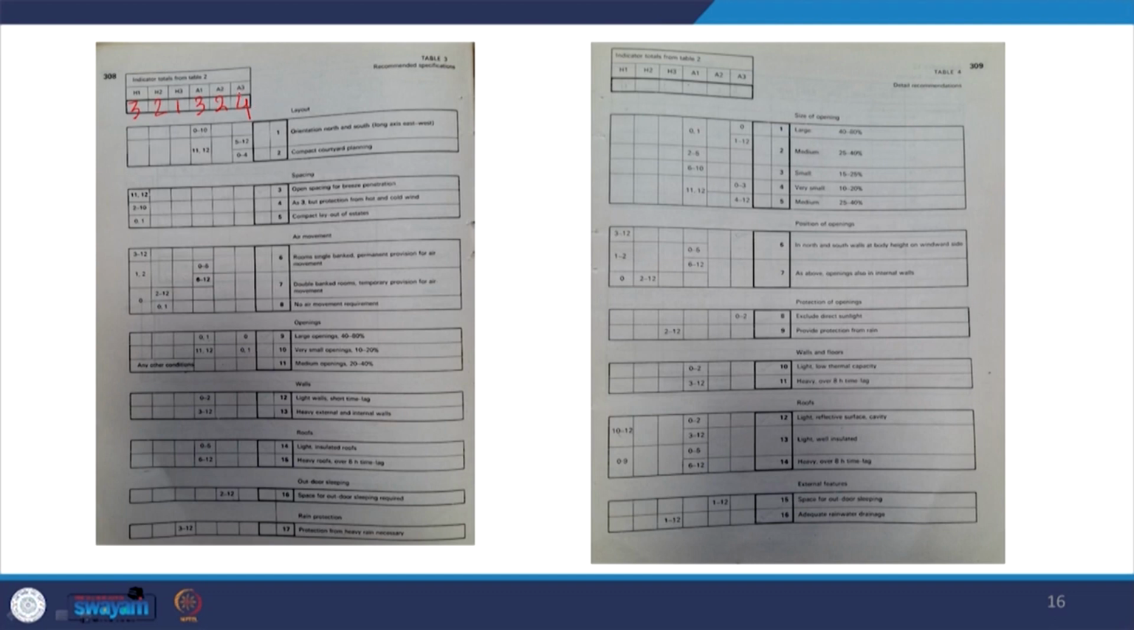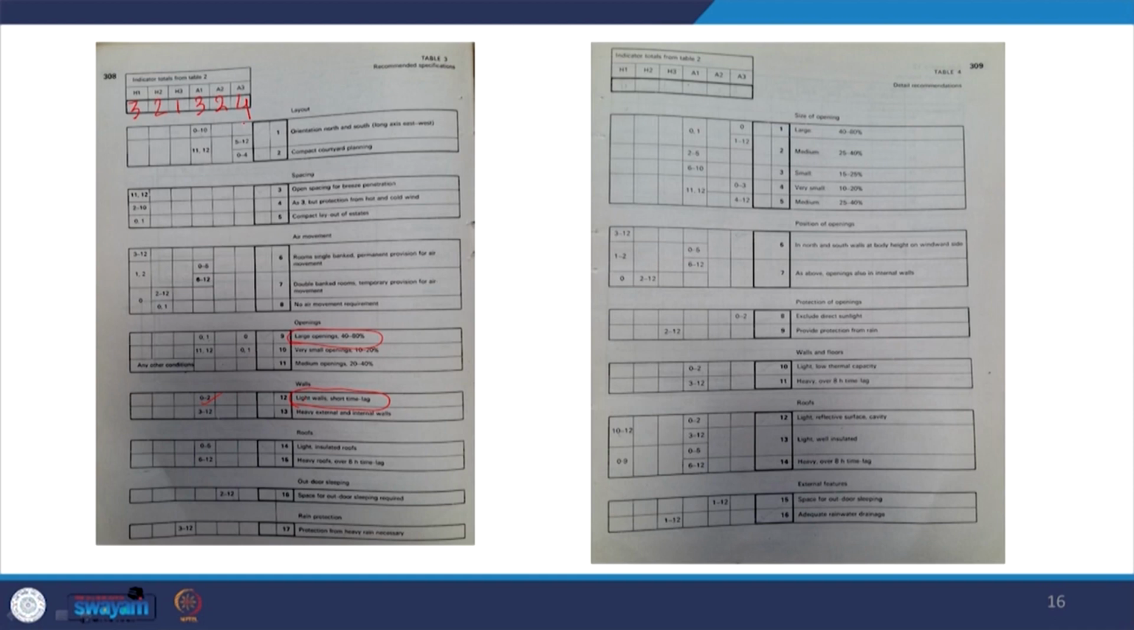Once we have those indicators, we can go about finding out the strategies. These are given, so it can be very conveniently read. Suppose we have A1, 3 indicators are there. In case we have 3 indicators, we are looking at this. If A1 is 3, 0 or 1, we are looking at large openings of around 40 to 80%. This is the proposed strategy. We are also looking at 0 to 2 for A1, light walls, short time lag is the strategy for walls.